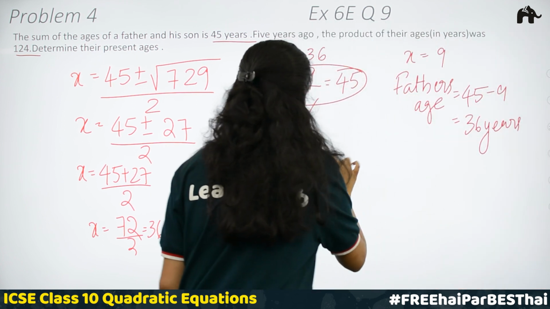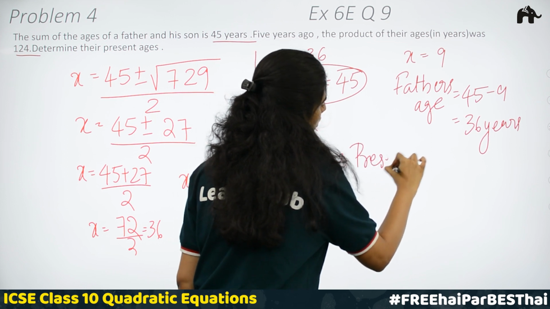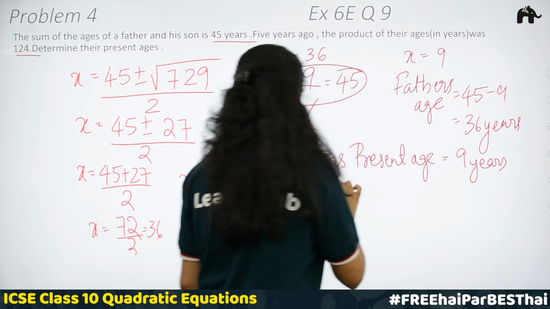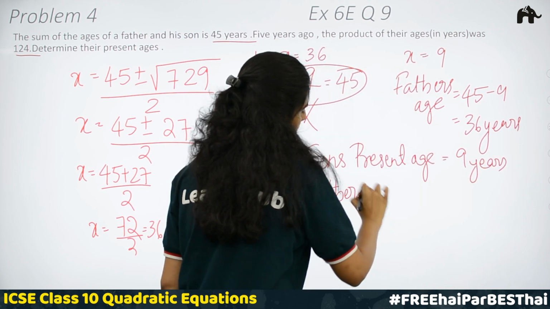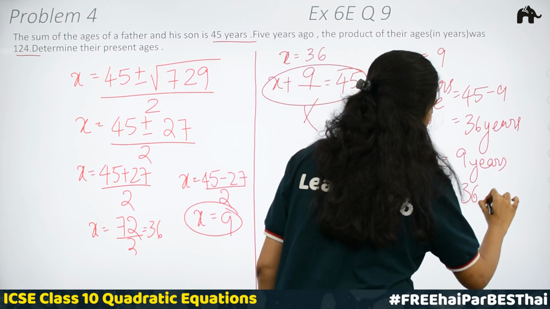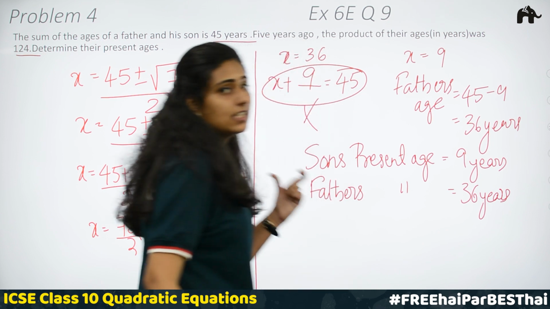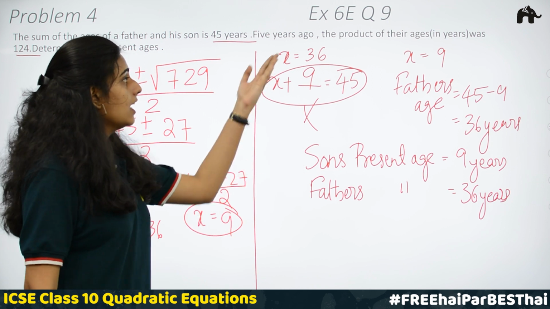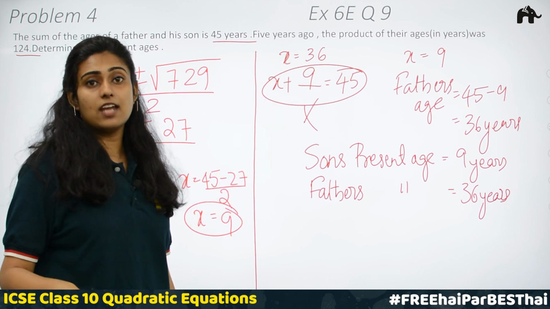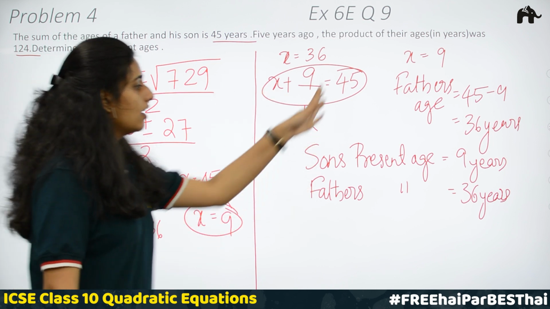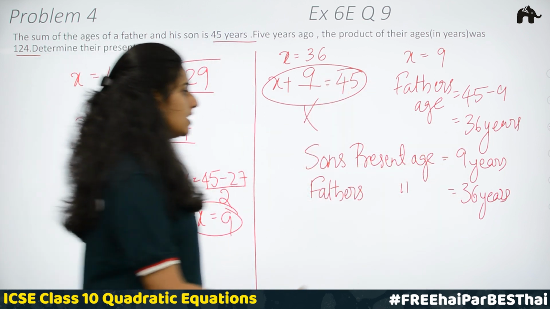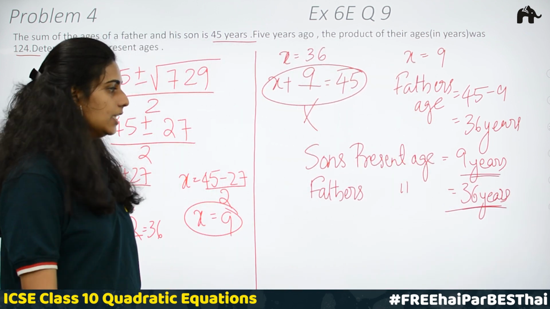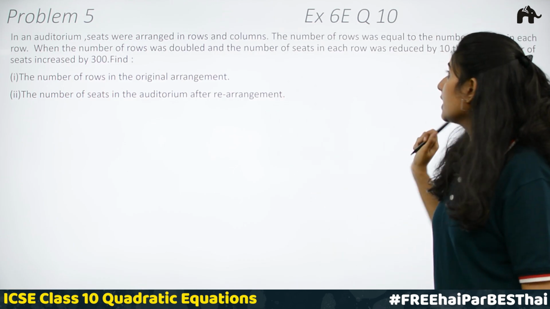So, son's present age is equal to 9 years and father's present age is equal to 36 years. Okay. Once you get the values, you need to check if both the values are acceptable or not. In this case, if son's age is 36, then father's age is 9, which is not acceptable. We need to remove those values and take only the acceptable values. Son's present age is 9 years and father's present age is 36 years. Clear?